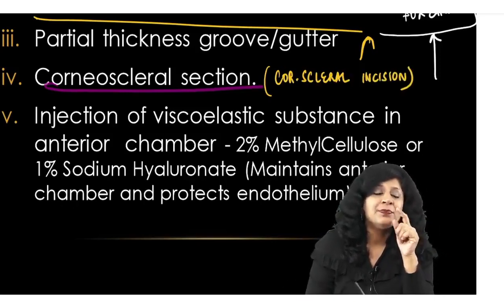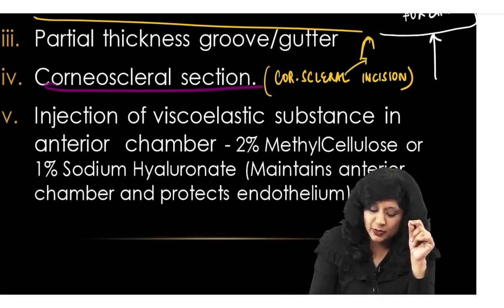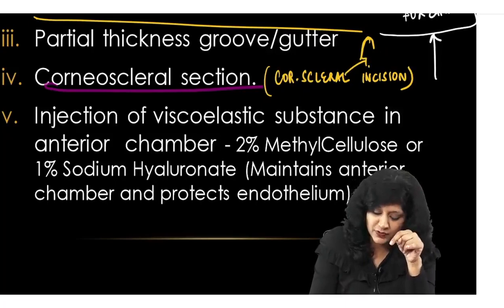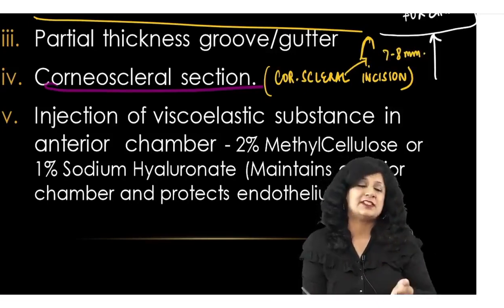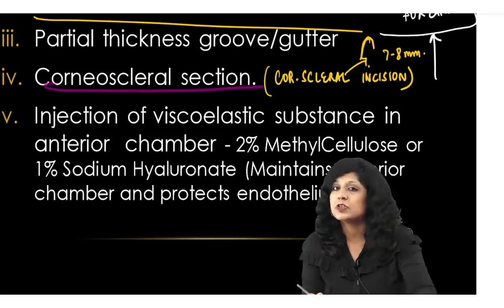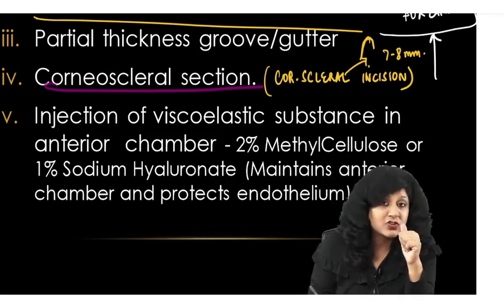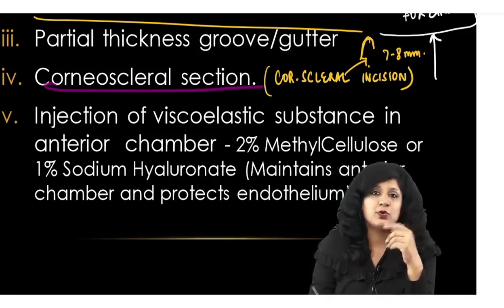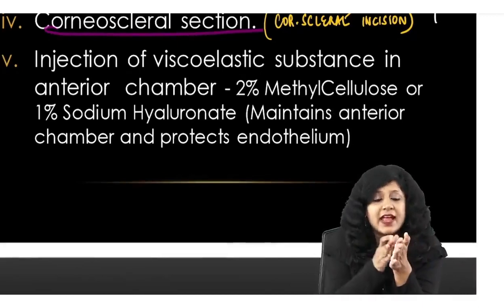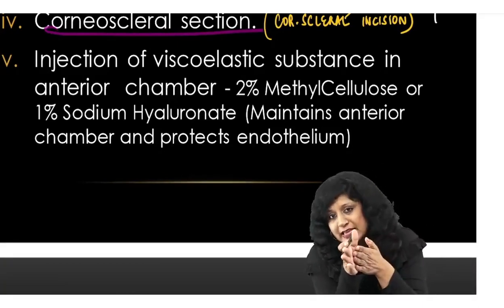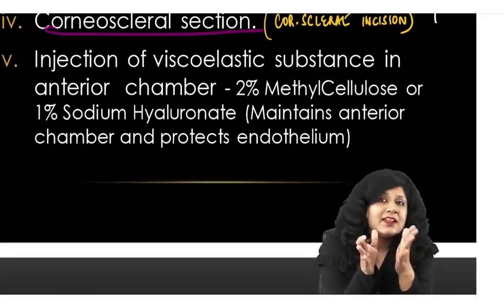Basically when I am talking about the size of the incision, I am talking about this incision. This incision will be 7 to 8 mm in cases of ECCE. This incision will be 5.5 to 7 mm in cases of SICS, and this incision will be 3 to 3.5 mm in cases of phacoemulsification, because the basic steps are more or less the same.